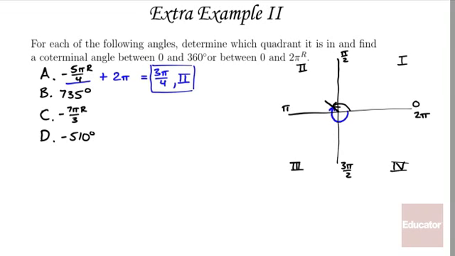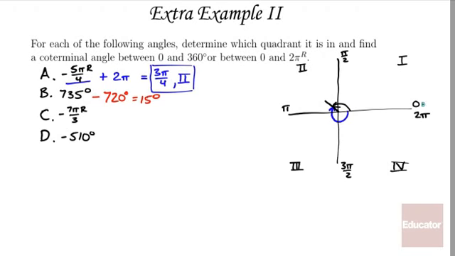735 degrees, that's way bigger than 360. So let's drop down multiples of 360. We can actually take out 2 multiples of 360 right away. So I'm going to subtract 720 degrees, and we get 15 degrees.